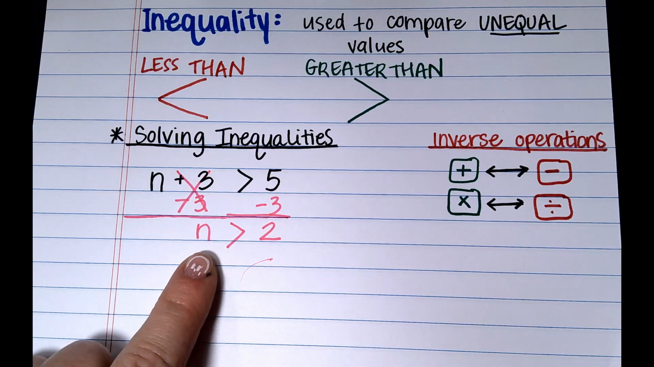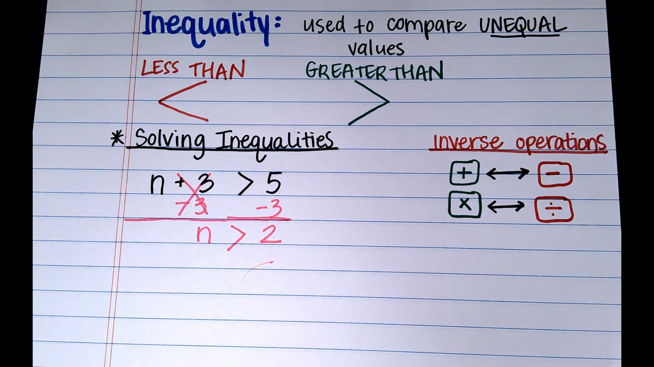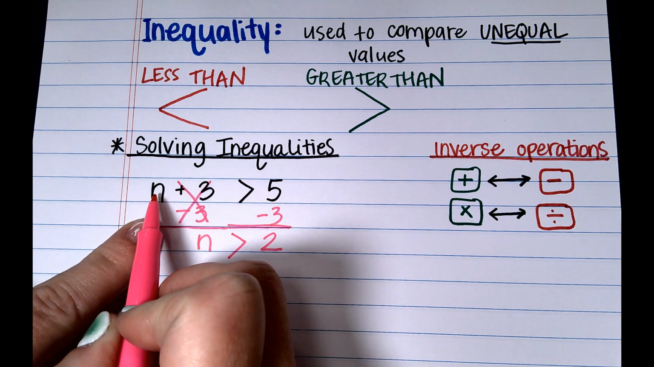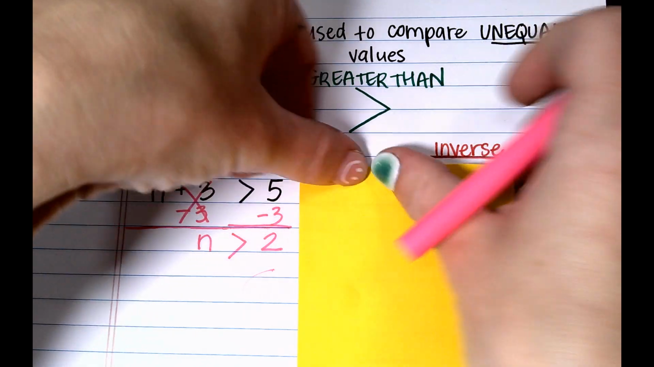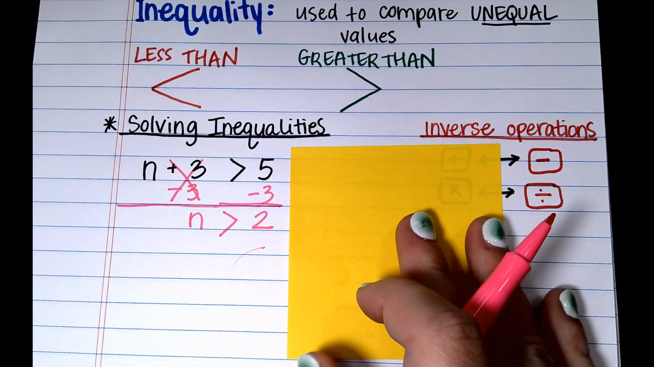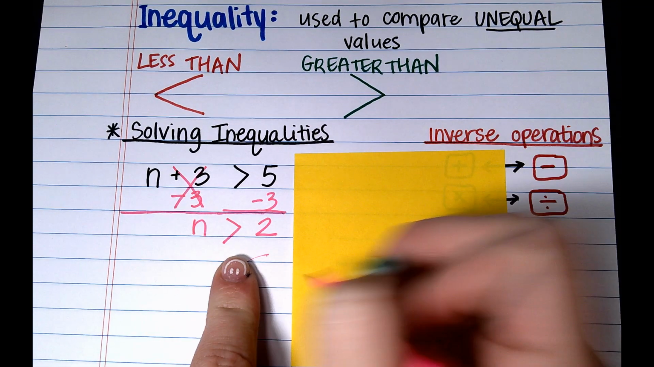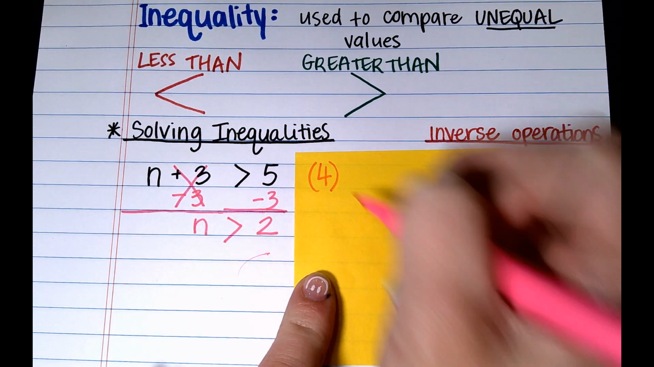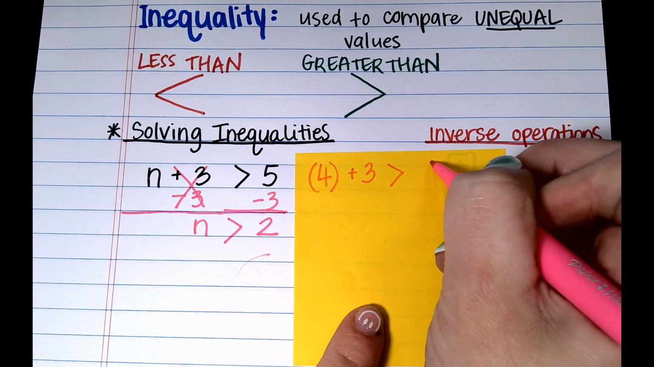So, for example, let's try an example for n. If n is greater than 2, what's a random number bigger than 2? 4. Okay, so let's try 4. So what if I replaced n with 4? You want to rewrite the whole problem? Yeah, I'm going to write this off to the side with a sticky note. This is more so me just showing you what it means. You don't have to add it to your notes, but that's why I'm doing it on a sticky. So let's try 4. Okay. So 4 instead of n plus 3 is greater than 5.